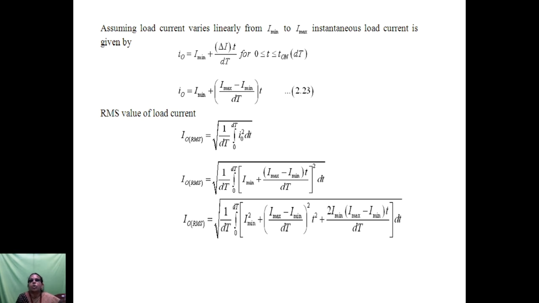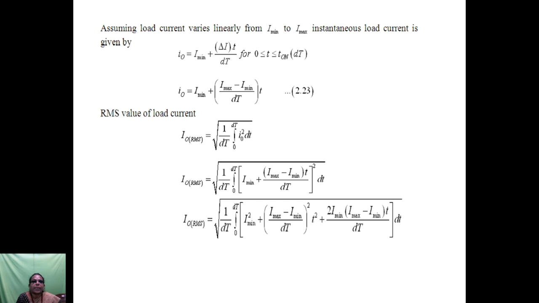So, the load current varies linearly from I minimum to I maximum. The instantaneous load current is given by I0 is equal to I minimum plus delta I into t divided by dT, for 0 to dT. So, I0 is equal to I minimum plus (I maximum minus I minimum) divided by dT into t.